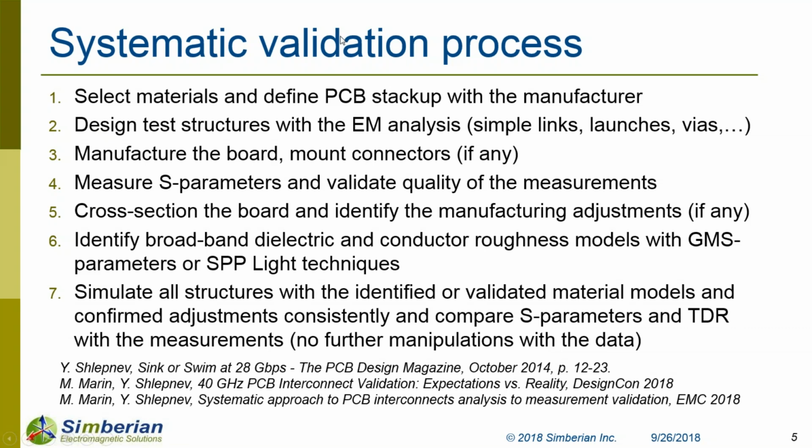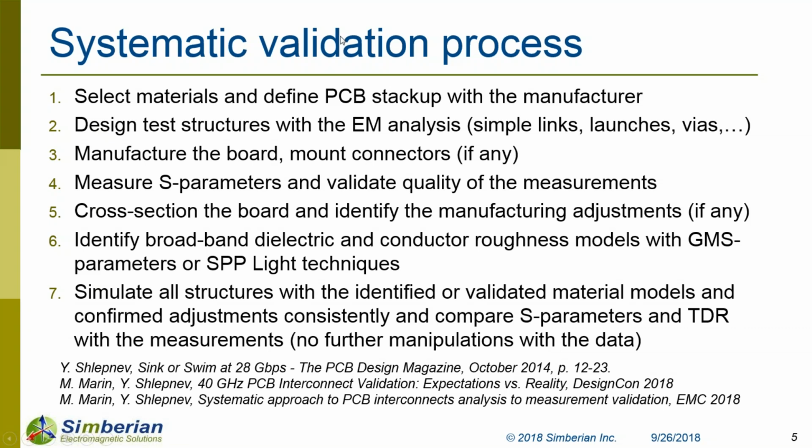First of all, we select materials and define the PCB stack-up with a manufacturer. We specify the prepregs, cores, and copper foils, and agree on the trace widths and via hole designs. We exactly specify which drill hole sizes we want to use for the vias, which pad sizes, etc. And we always keep the manufacturer in the loop, so they can guarantee that they can manufacture this. The next step is design of test structures with a simple EM analysis. This can use datasheet values when designing reflective structures such as the vias or the launches.